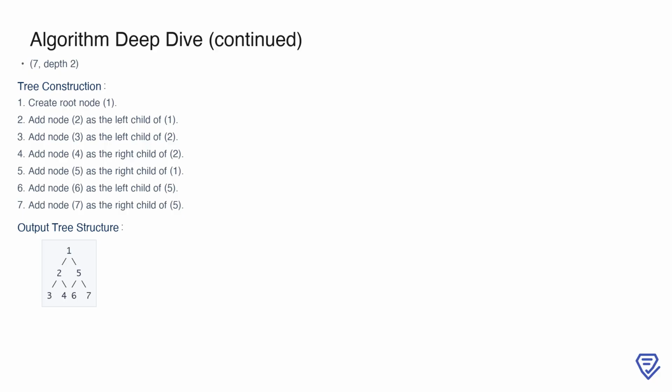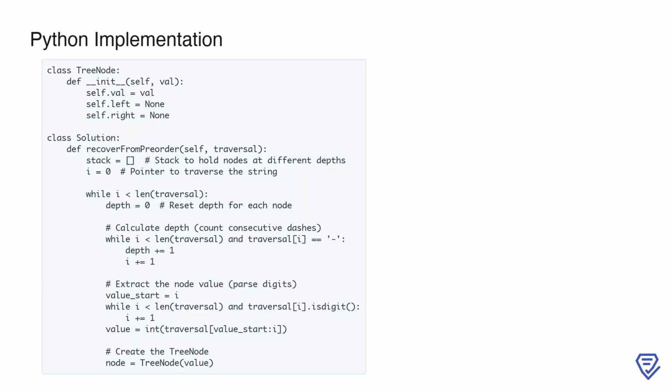The algorithm efficiently handles the preorder traversal string to produce the correct binary tree structure, demonstrating the power of stack-based construction and depth encoding. Here, we start by defining a tree node class, which represents each node in our binary tree. It has an initializer that takes a value and sets up placeholders for its left and right children.